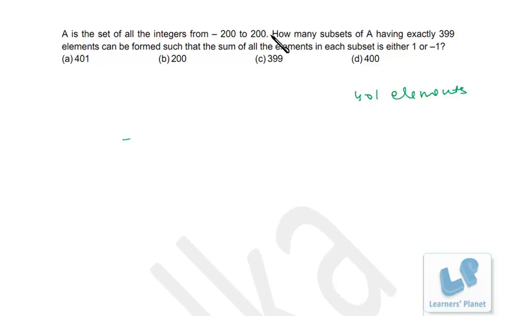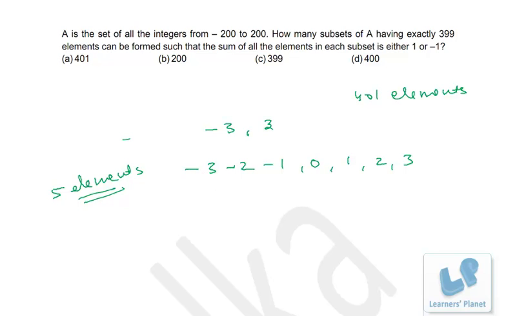Instead of minus 200 to 200, suppose I take minus 3 to 3, right? Minus 3, minus 2, minus 1, 0, 1, 2 and 3. As in this case 401 elements are there and we have to make the sets of 399, in this case there are 7 elements, so we have to make the sets of 5 elements. Okay, now listen to me carefully.